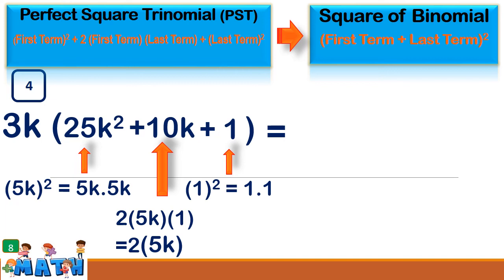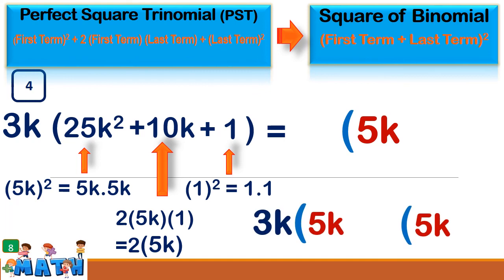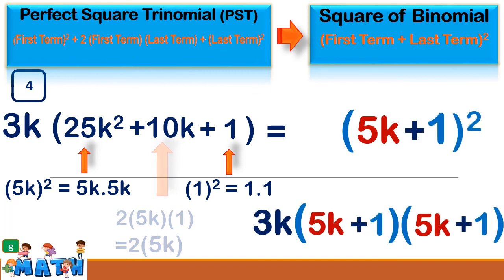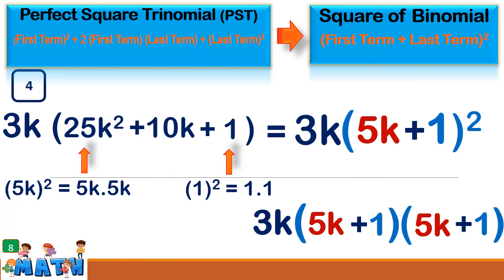And writing the factors following the pattern, so we have 5k which is the first term and 1 which is the last term. So writing the complete factors, so we have 3k times the quantity 5k plus 1 squared, or 3k times 5k plus 1 times 5k plus 1.